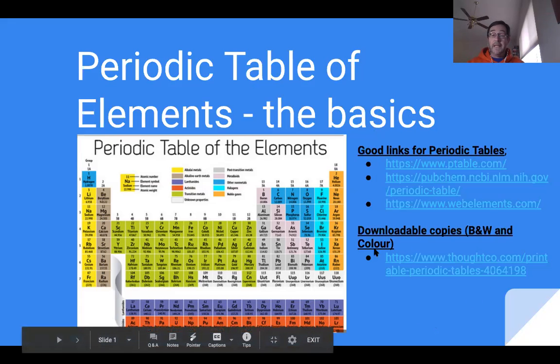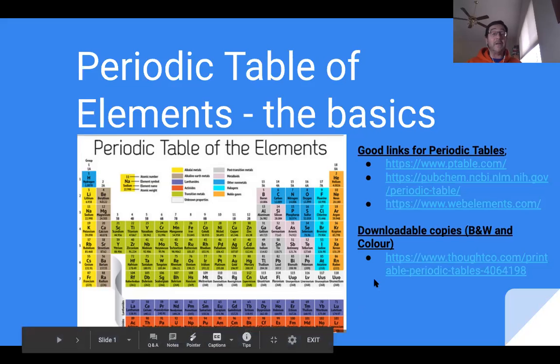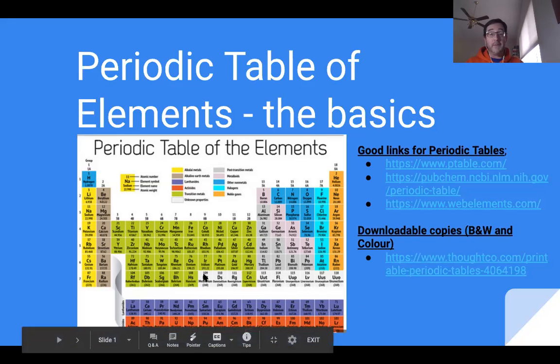This link down here at the bottom allows you to download copies of the periodic table of elements. So if you wanted a black and white copy that was cheap to print off, or a color copy with all the features on it, or if you wanted to print off a blank copy of the periodic table of elements, just so you could quiz yourself on the names or information for the elements. That's something that we would be doing if we were in the classroom.